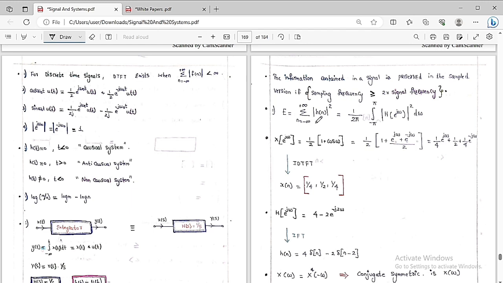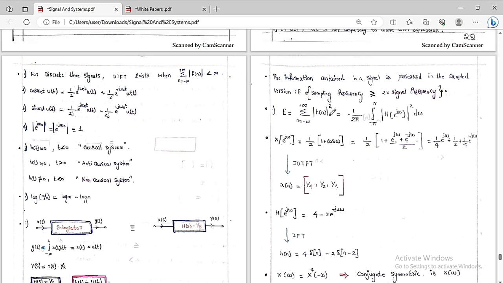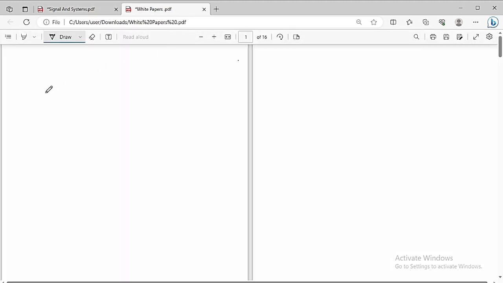Now we are going to discuss another point, which is that the information contained in the signal is preserved in the sampled version if the sampling frequency is greater than or equal to 2 times the signal frequency. I already told you, whenever the sampling frequency is greater than or equal to 2 times the signal frequency, we can get the original signal from the reconstructed signal. This is a point I have told you so many times. So let me write this point here.